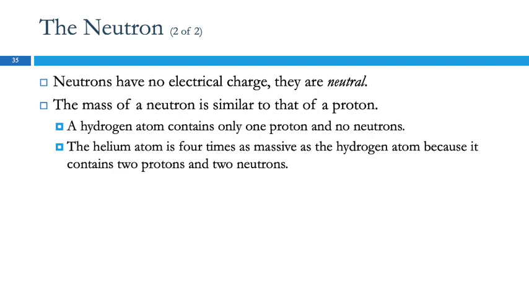Okay, so these neutrons have no charge, they're neutral. The mass of the neutron is similar to a proton, so you can think of them as the same sort of thing. They weigh almost the same. One's positively charged, one has no charge. So hydrogen has 1 proton, no neutrons. Helium has 2 protons and 2 neutrons, so it's got 4 of these particles and weighs 4 times as much.